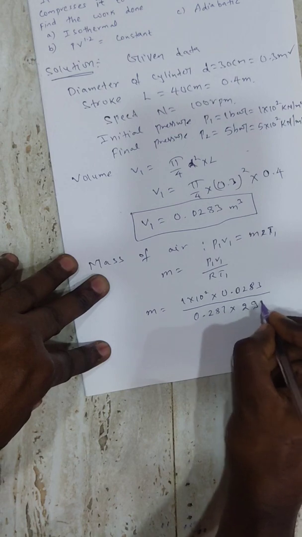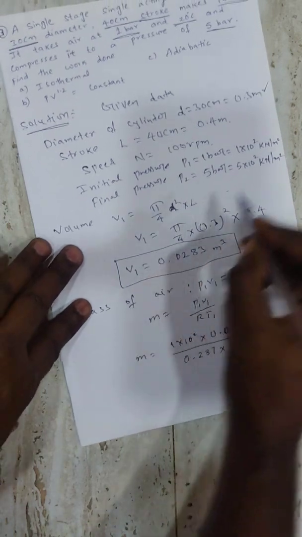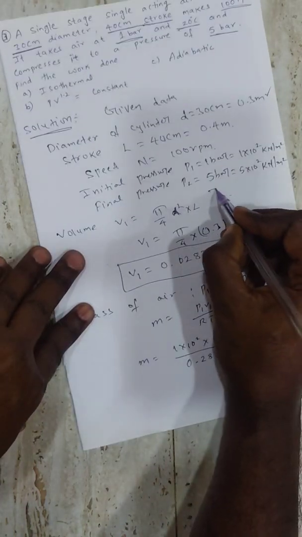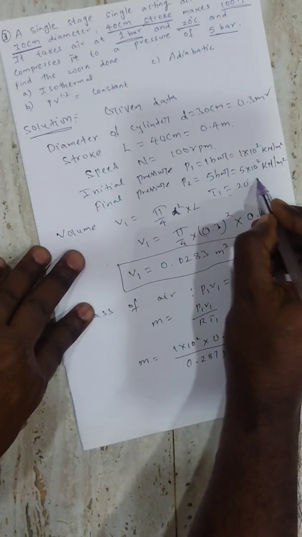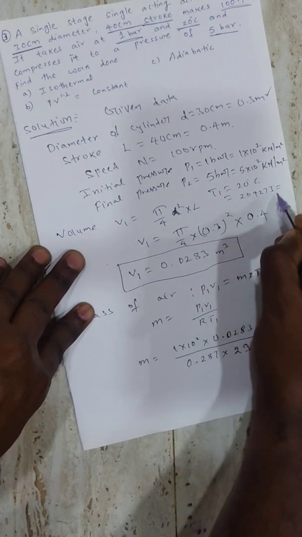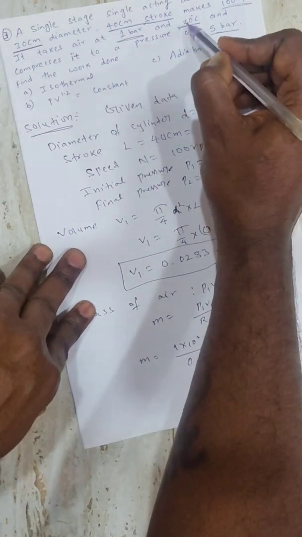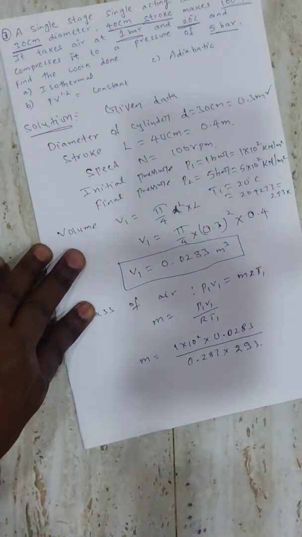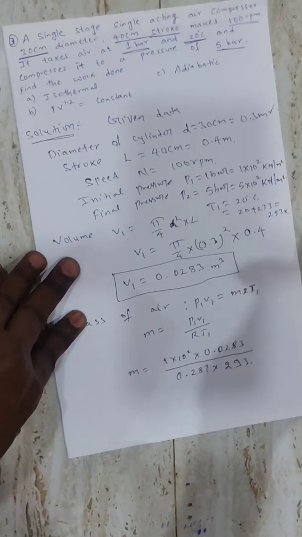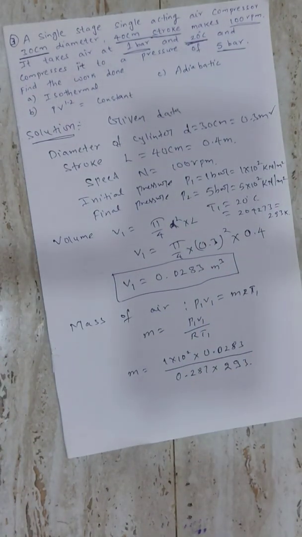Actually, he has given the temperature, but we did not write here the temperature. We will write here that the temperature T1 is equal to, I have forgotten, 20 degrees, that is 20 plus 273 is equal to 293 Kelvin. I have forgotten to write the temperature. He has given the temperature 20 degrees. That is the 293.